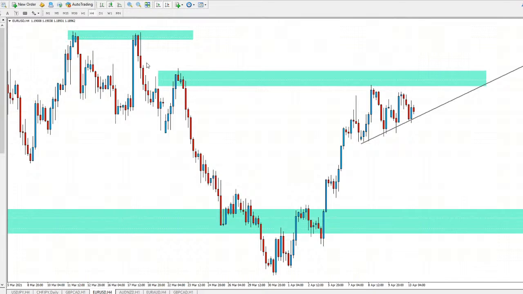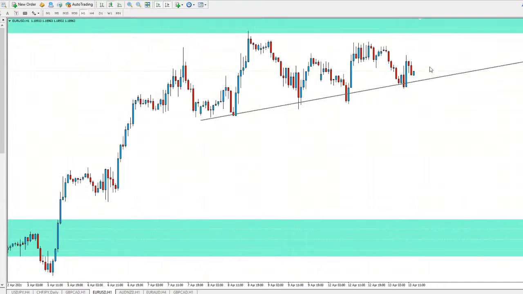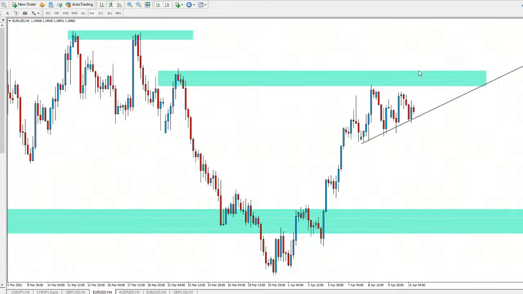However, if we do maintain trading above that trend line, so price maintains respect for that trend line, we could easily see another push to the upside and another test of that level. A break of that trend line would probably give us a nice confirmation that EURUSD could be moving towards the downside and see a bigger push back into that area.